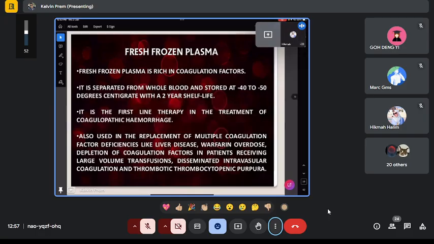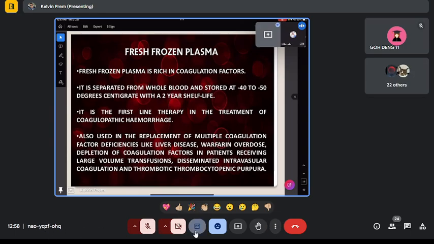So you usually use it in those with liver disease, warfarin overdose. In warfarin overdose patients, we actually give warfarin to prolong their coagulation. So when they have some bleeding episodes, we give them coagulation factors.